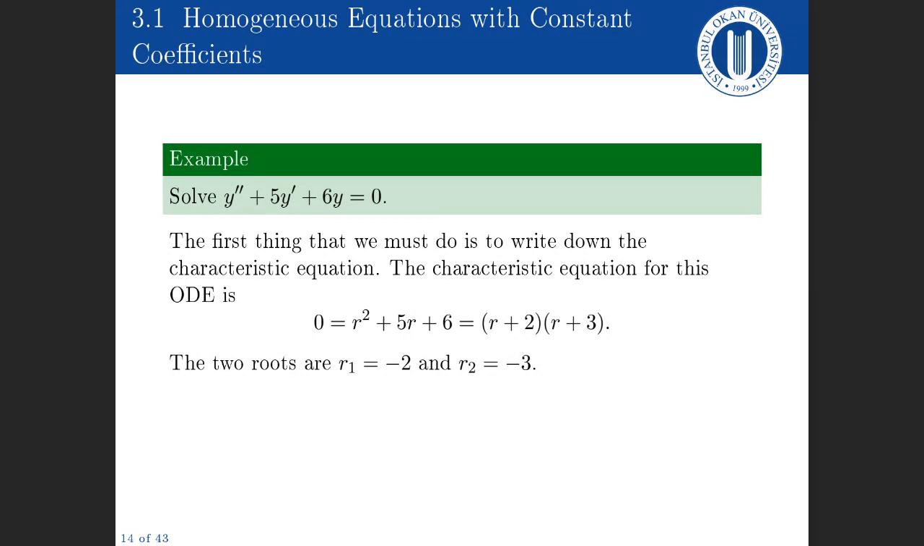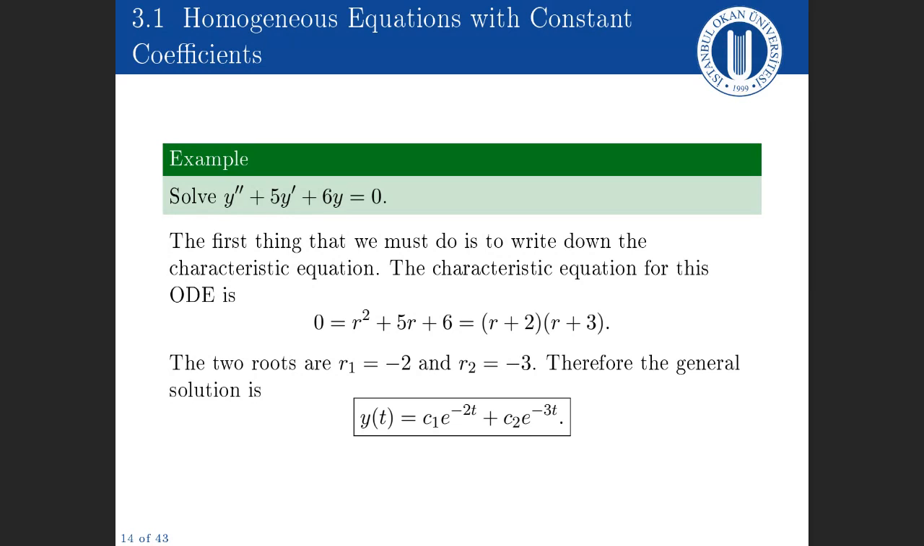As soon as I know these two roots, I know the general solution to the differential equation. Because the general solution is always a constant times e to the power r1t plus a constant times e to the power r2t. So the general solution to this differential equation is a constant times e to the power minus 2t plus a constant times e to the power minus 3t.